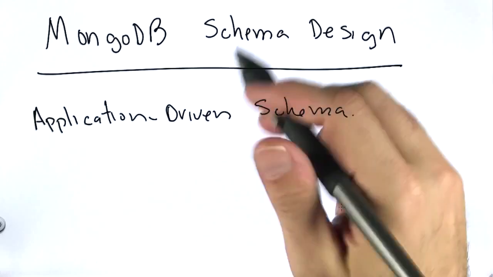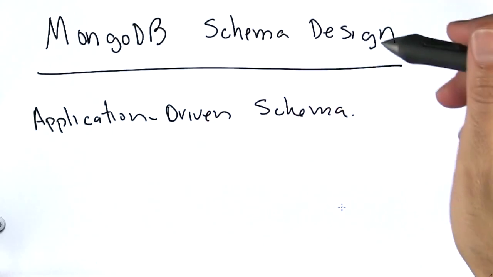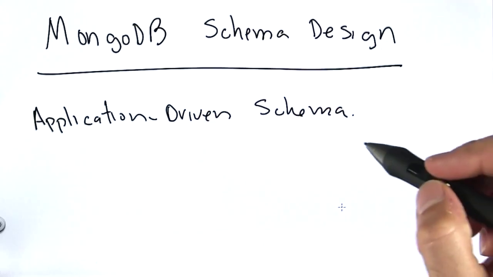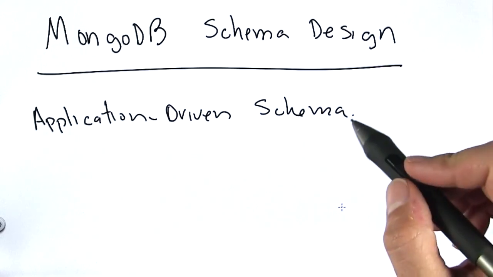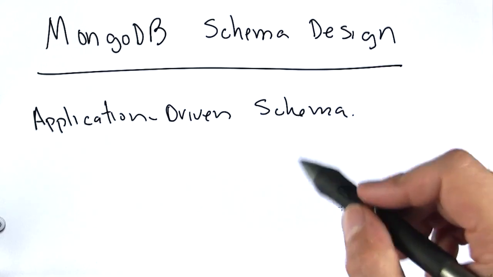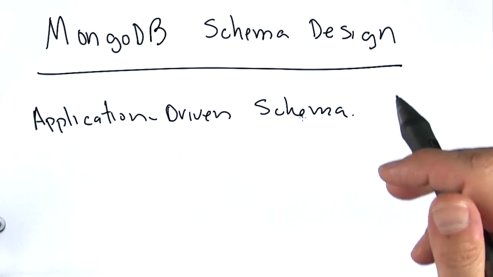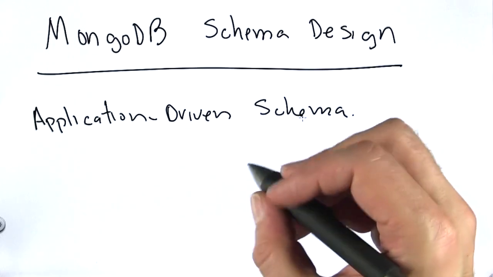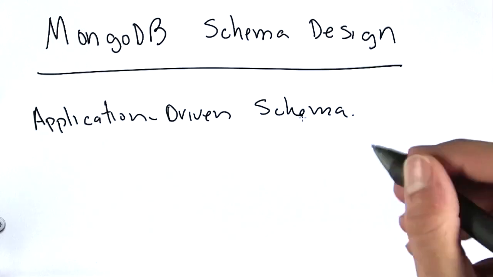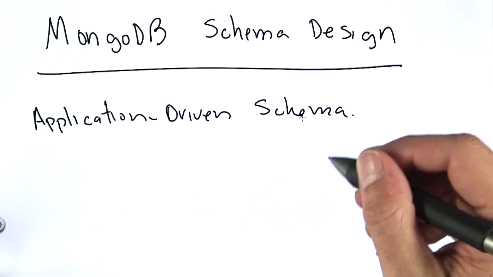Okay, welcome back. This week we're going to talk about MongoDB schema design. If you're coming from the world of relational databases, you know that there's an ideal way to design your schema, which is to keep it in the third normal form. Now, you can keep data in the third normal form in MongoDB, and we'll talk a little bit about the third normal form in the next lesson.